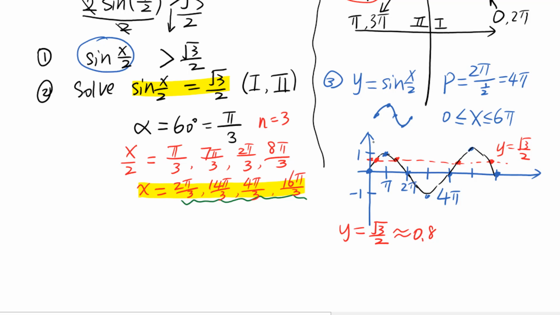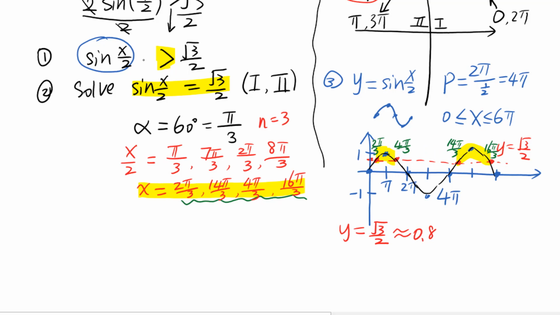So you have 2 pi over 3, this is 4 pi over 3, 14 pi over 3 and 16 pi over 3. Check the inequality symbol. Greater than square root of 3 over 2 means above y equals square root of 3 over 2. So this one and this part is the solution.